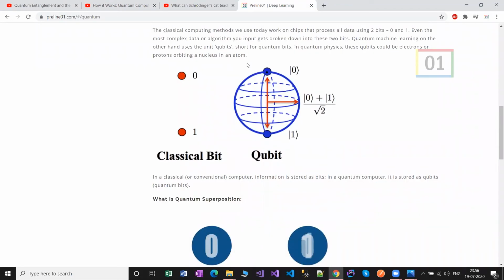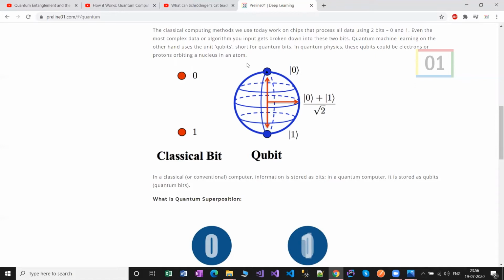For example, flip a coin, either heads or tails. In quantum computing, we may have combinations of both heads and tails as an input. While spinning, you can see both positions. In quantum physics, these qubits could be electrons or protons orbiting a nucleus in an atom.